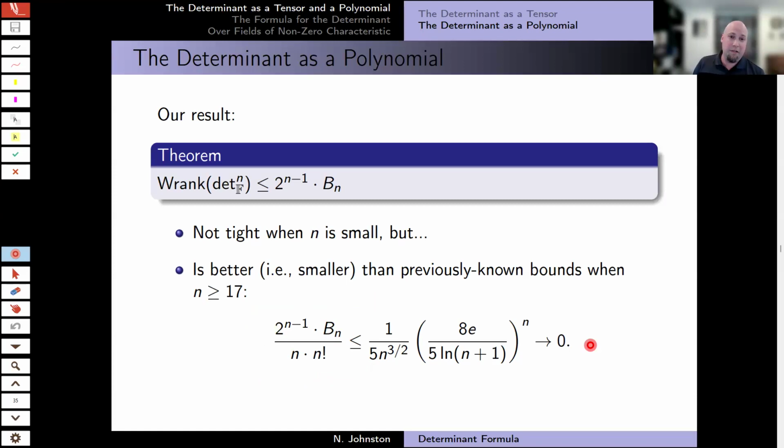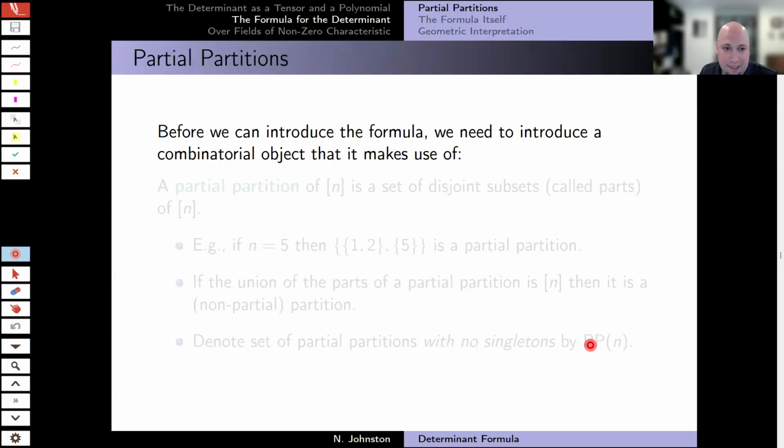Okay, so all that we've got left to do is to see where this upper bound on the tensor rank comes from. So what is this new formula for the determinant? Why does it have Bell number many terms in it? And so on. All right, so let's do that.